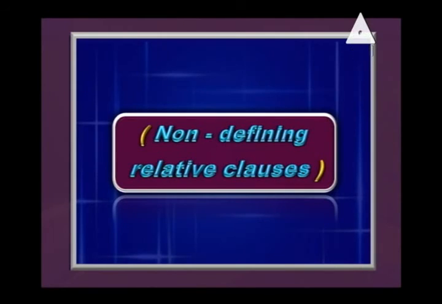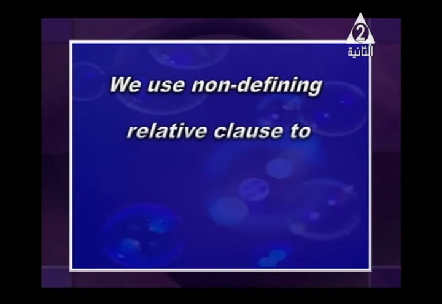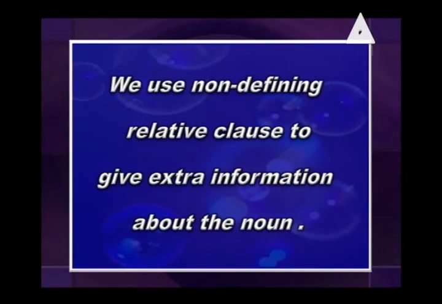Let's see the other part, the other category, which is non-defining relative clauses. The first point is that we use non-defining relative clauses to give extra information about the noun. Here also we have extra information about the noun. Okay, we use extra information, so I can omit it. I can remove it from the sentence, for example.